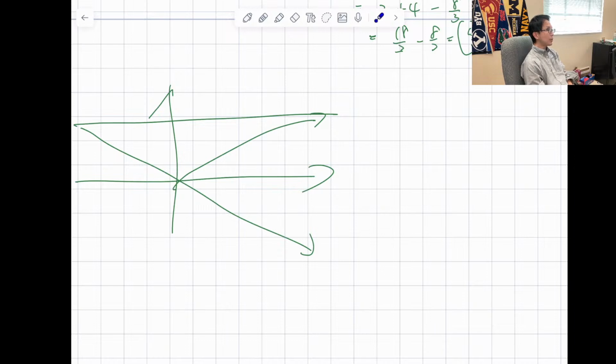So sometimes horizontal is better, sometimes vertical is better. It really depends on the question. You're going to work out all of them today and figure out which one is more efficient. Sometimes the y perspective is more efficient. Sometimes the x perspective is more efficient.